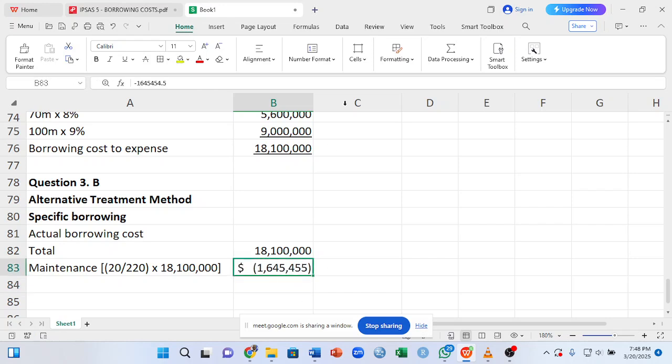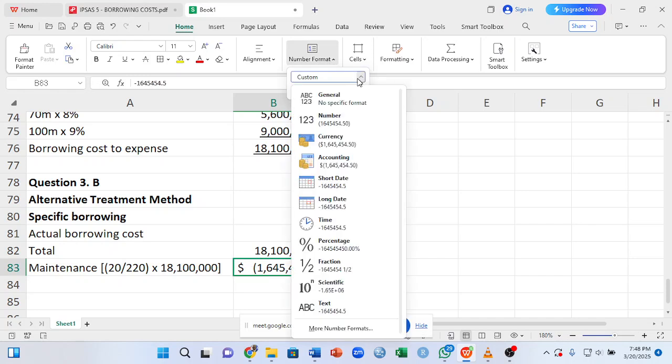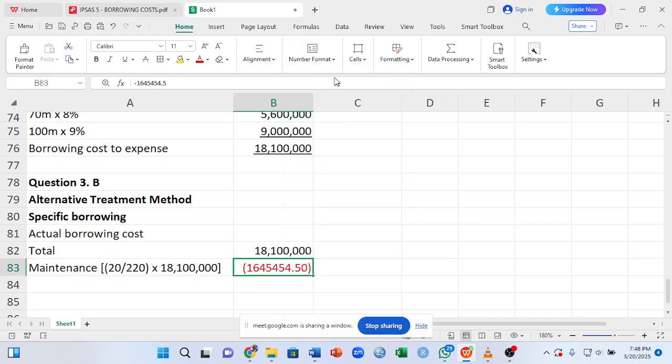Can someone confirm? Are we doing it to one decimal place, please? Yes, sir. Okay, let's do it this way. Let me just work with millions so that it will be easier for everyone. So it's 18.1 million, right? Yes. So let me work with that.